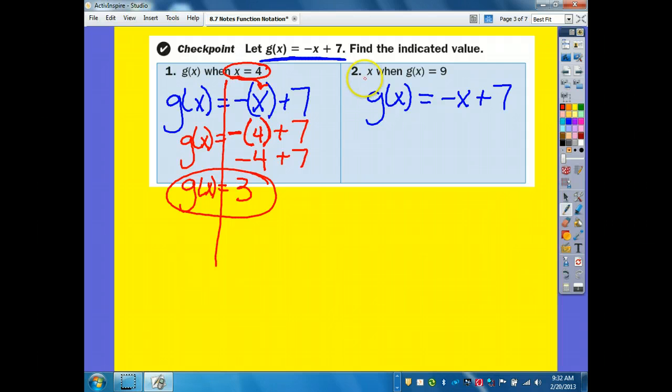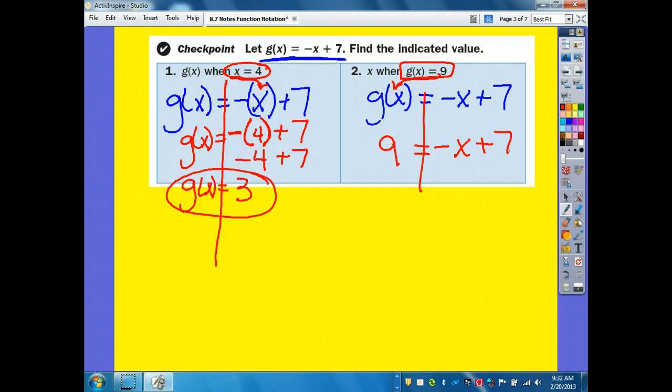Now number 2. We want to find x when g of x equals 9. Do I put 9 into the left or to the right? Left. Good, because it says g of x. That doesn't mean we write g times 9. We don't do that. The g of x is your whole function, so you substitute it in for the whole thing over here. So 9 equals negative x plus 7.